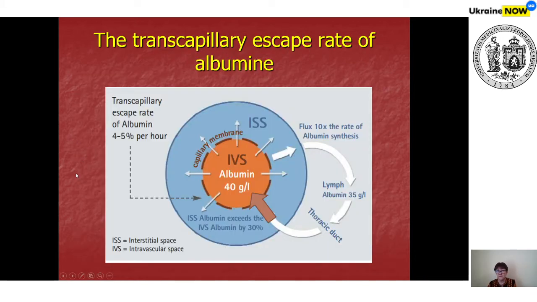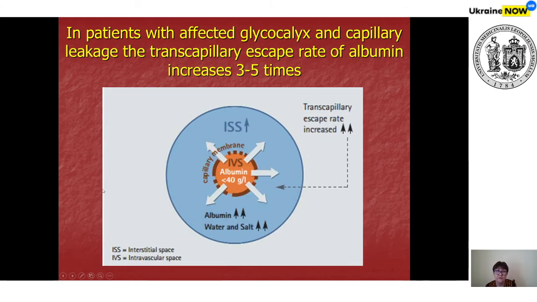The capillary escape rate of albumin, normally, is 4-5% of its content in blood per hour. But at the same rate, albumin returns with lymph into the vein. But in patients with affected glycocalyx and capillary leakage, the transcapillary escape rate of albumin increases 3-5 times, but the returning rate cannot be increased. So in this case, albumin is deposited in interstitial space, accumulating water there and providing severe edema.